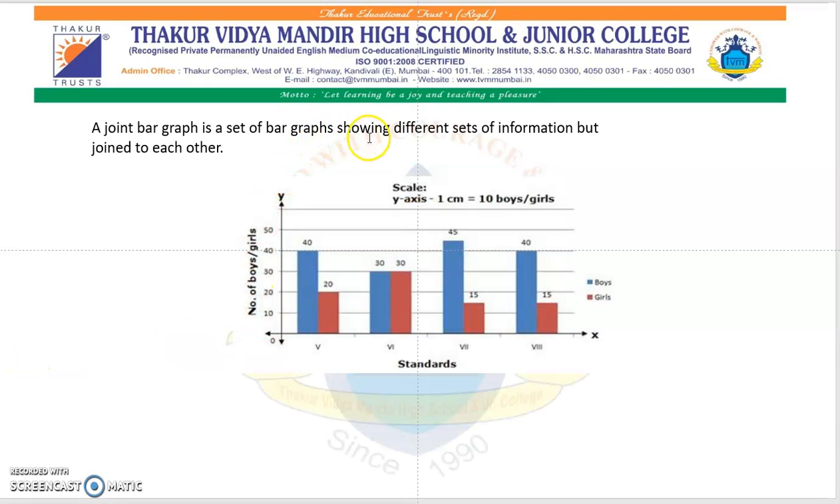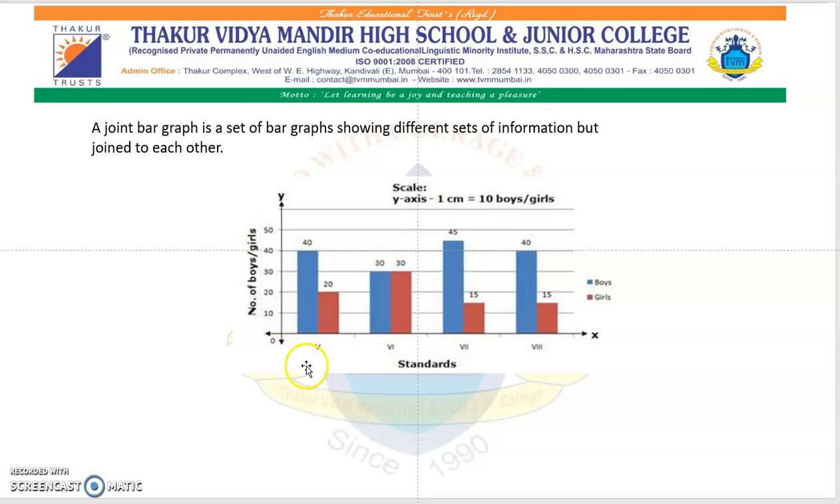A joint bar graph is a set of bar graphs showing different sets of information but joined to each other. Here you can see the number of boys and girls in 5th, 6th, 7th and 8th standard. On the scale we have represented that 1 centimeter equals 10 boys and girls. We will mention here that blue one we are taking for boys and red one we are taking for girls, so that it is easy to identify: red stands for girls, and blue stands for boys.